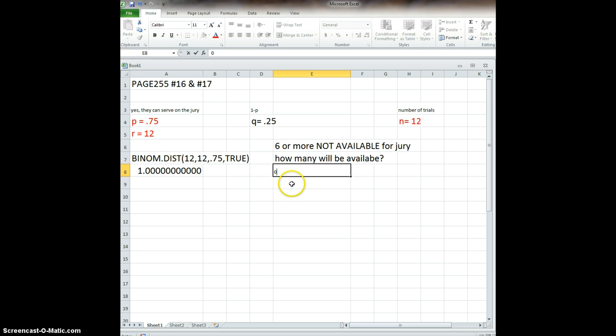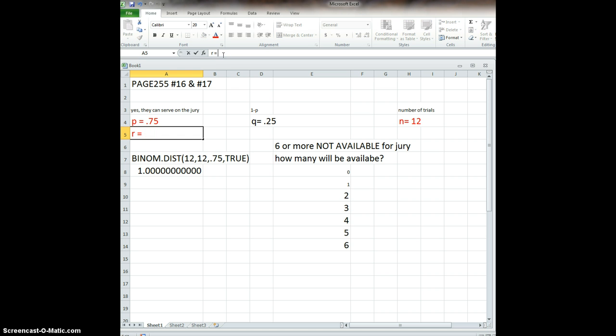If we had 0 available, that would fit into this category, because that would mean 12 not available. We could have 1 available. That would mean 11 not available, which is more than 6. So 2 would work, 3 would work, 4 would work, 5 would work, 6 would work. If we had 6 available, that would mean 6 not available. 7's not going to work. If we had 7 available, that would mean only 5 not available. So we need to cut it off at 6. We want our successes to be between 0 and 6.